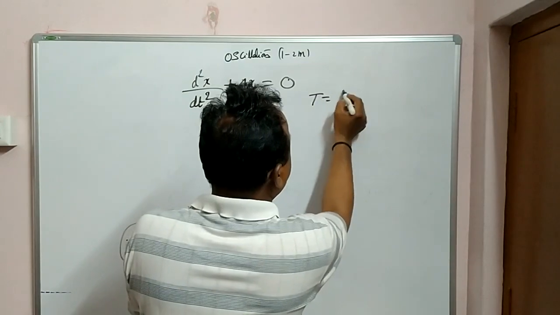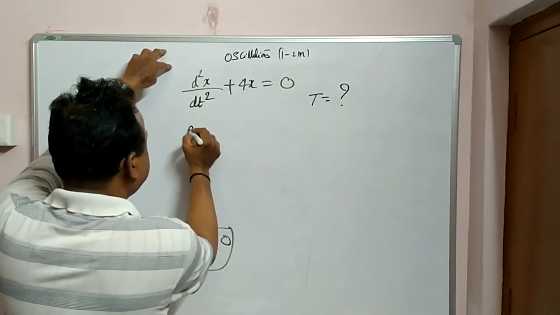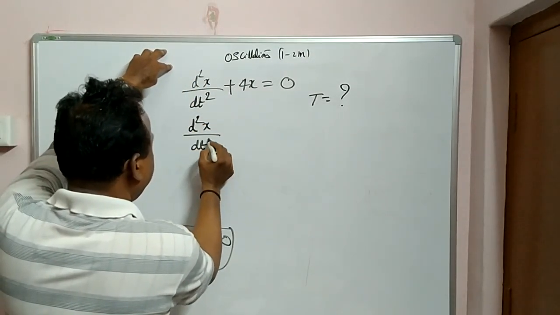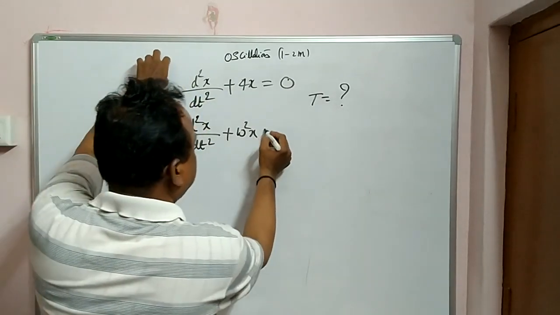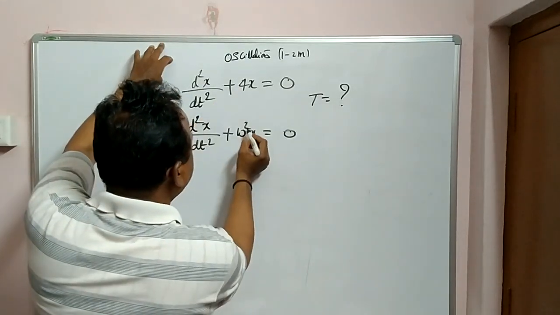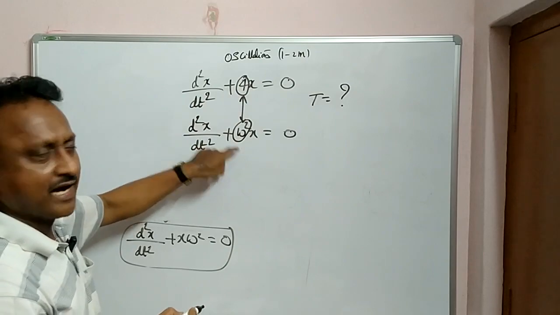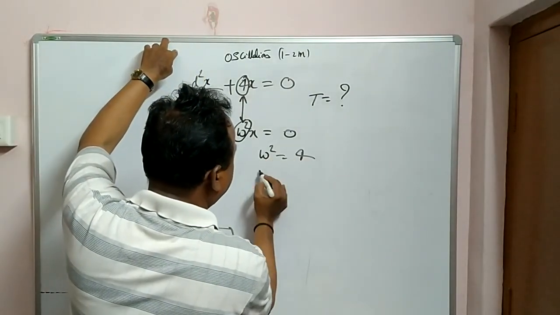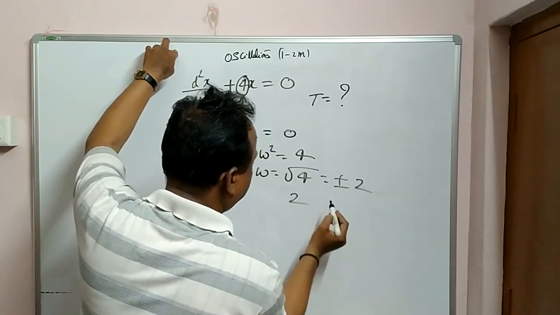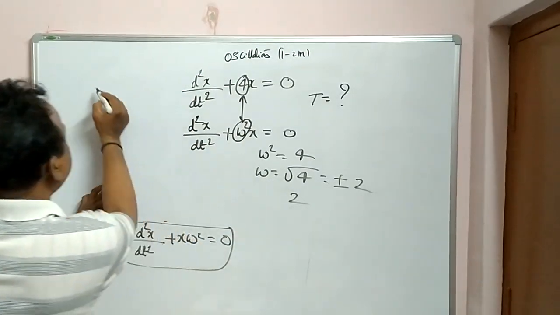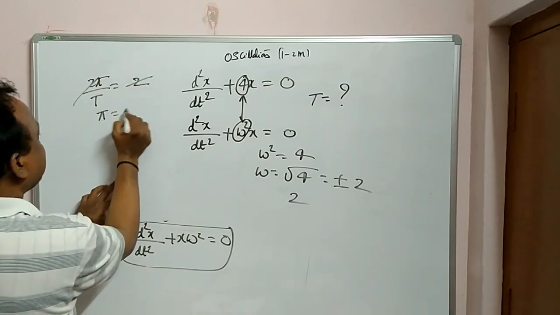Now what is T? టైం పీరియడ్ ఎంత? వాట్ ఈస్ ద టైమ్ పీరియడ్ ఆఫ్ ద బాడీ అని అడిగినప్పుడు ఏం చేస్తారు? దీన్ని కంపేర్ విత్ ద స్టాండర్డ్ ఈక్వేషన్ d square x by dt square ప్లస్ ఒమేగా స్క్వేర్ x is equal to 0. సో ఒమేగా స్క్వేర్ ప్లేస్‌లో ఏముంది చూడండి, 4 ఉంది. So omega square is equal to 4. సో ఒమేగా ఈజ్ ఈక్వల్ టు √4, plus or minus 2. Take positive value 2. So omega is equal to 2 అయినప్పుడు ఎంత అవుతుంది? 2 pi by T is equal to 2, or pi is equal to T.